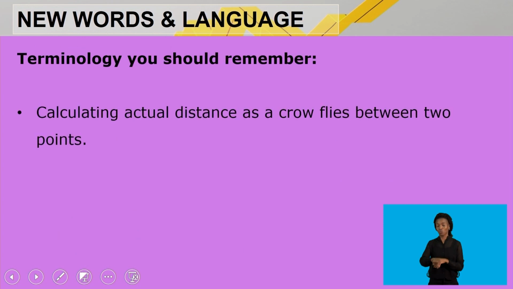Now, let us go to the terminology you should know or remember. You should be able to calculate the actual distance as the crow flies between 2 points. Now, remember the crow flies, it's measuring the distance from point A to point B on a straight line.